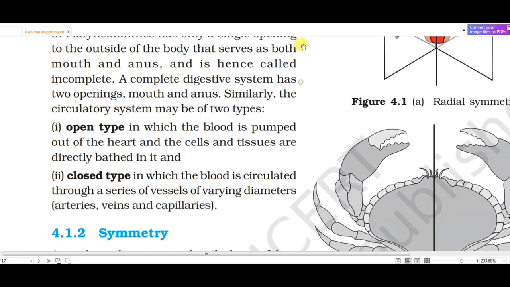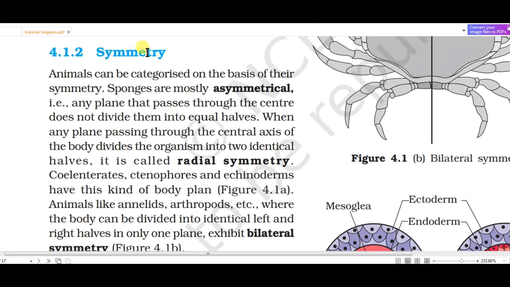arteries, veins, and capillaries. Symmetry. Animals can be categorized on the basis of their symmetry. Sponges are mostly asymmetrical. Any plane that passes through the center does not divide them into two equal halves. When any plane passing through the center of the body axis divides the organism into two identical halves, it is called radial symmetry. Coelenterates, ctenophores, and echinoderms have this kind of body plan.